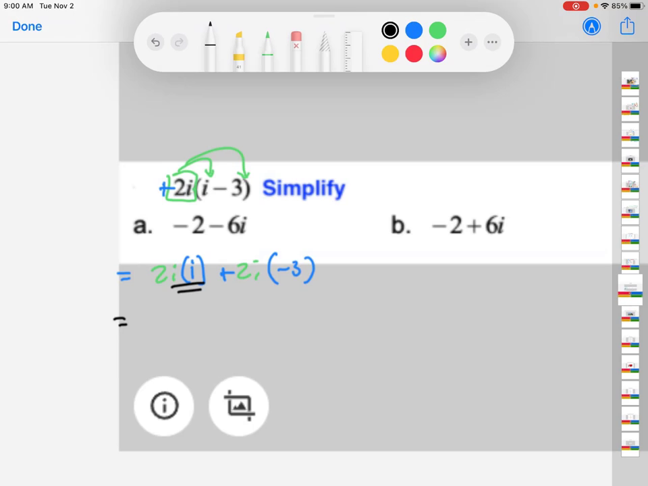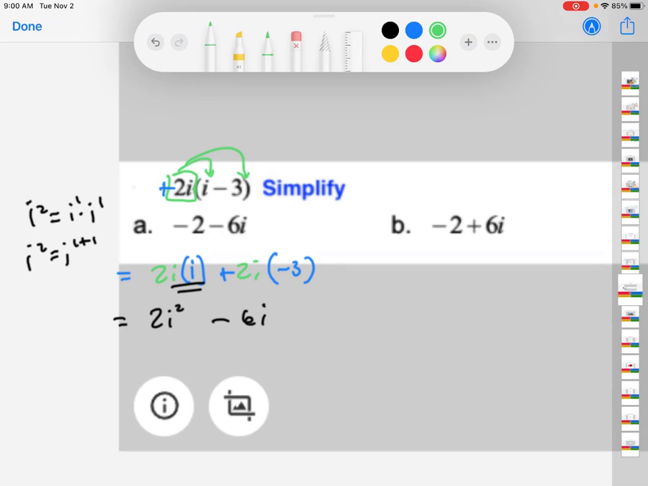i times i is just i squared, right? Because i squared equals i times i. i to the first, same base, you can add the exponents. And then over here, you'll get -6i.